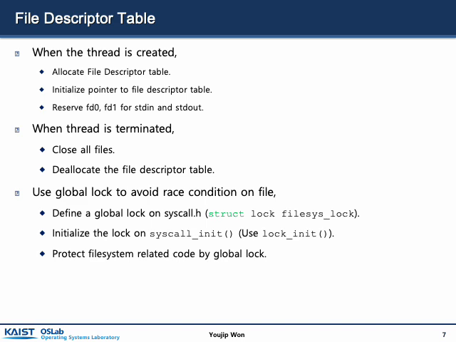Second, when the thread is terminated, make sure to close all files in the file descriptor table and deallocate the file descriptor table to prevent memory leak. And you may need to use a global lock to avoid race conditions on files. You can define a global lock in syscall.h and initialize the lock in syscall_init. Make sure to protect file system related code by using the global lock.